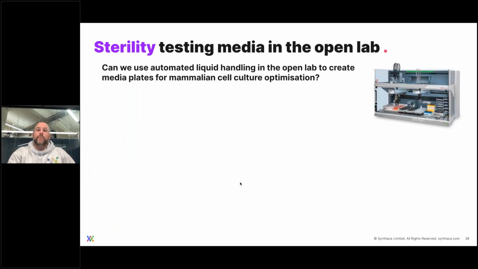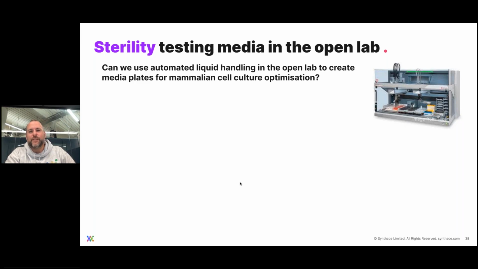So now on to an example where we wanted to see if we could use automated liquid handling to create different media compositions to optimize a cell culture project. The thing was that we wanted to use the Tecan Evo in the main lab, where we also culture bacteria and yeast, and this device was not in a sterile hood. The work sounds risky, I know.